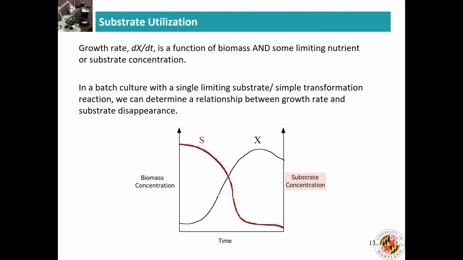Now we want to focus more on substrate utilization, which is the main goal in a wastewater treatment plant. So dx over dt, which was the growth rate, is not only a function of biomass, but it is also a function of the substrate concentration. So in a batch culture that has only a single limiting substrate, which is going to end at some point, we can find a relationship between the biomass concentration and the substrate disappearance. And we can also find a relationship between the growth rate and the substrate disappearance, which is what we're going to talk about in the next few slides.